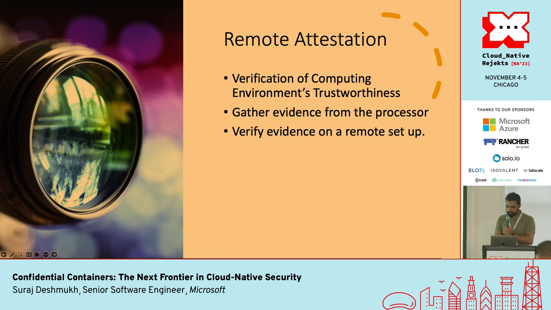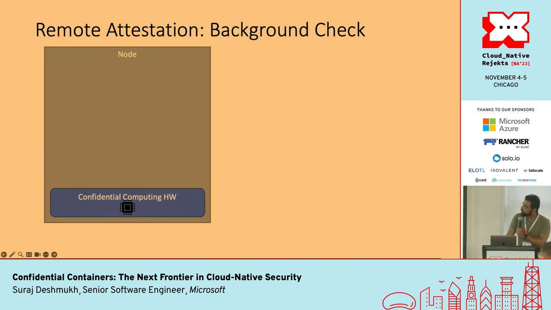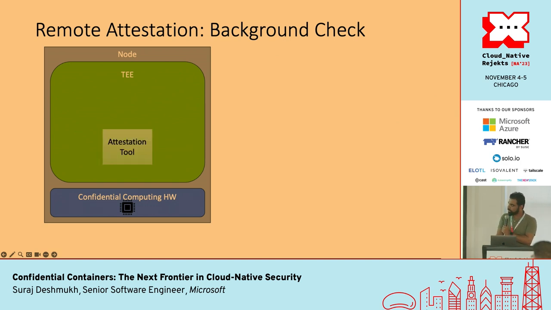We'll see in a block diagram how it looks. So remote attestation in a background check model is one way attestation happens here. We'll see the other way as well. Let's say this is a node with confidential hardware. You bring up this VM or trusted execution environment, and then whatever attestation tool you have inside that machine, this could be part of your boot process. It has to be part of your boot process, because then if it fails, you don't go forward. It talks to the hardware, gathers evidence, and sends it to this remote entity called the relying party.